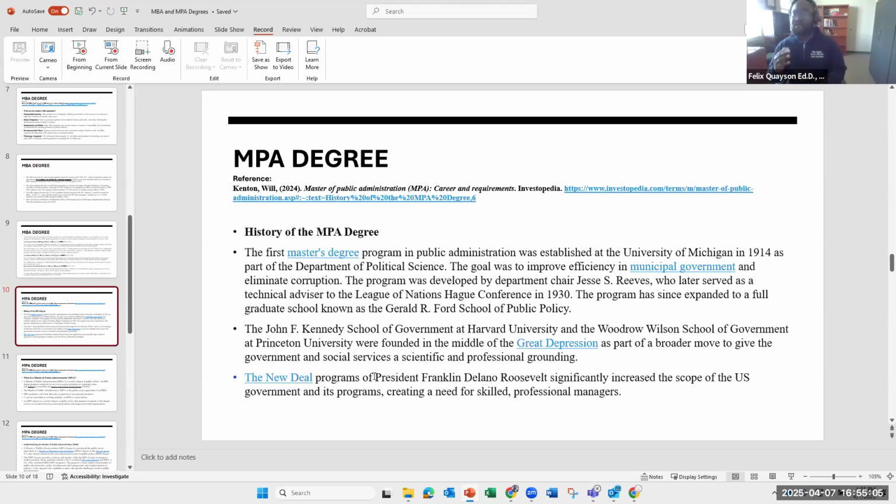The program was developed by the department chair at that time, Jesse S. Reeves, who later served as the technical advisor to the League of Nations Hague Conference in 1930. The program has since expanded to a full graduate school known as the Gerald R. Ford School of Public Policy. And Gerald Ford was one of the US presidents. He was a vice president and then became a president. So they named their public policy or public administration school after a president of the United States.